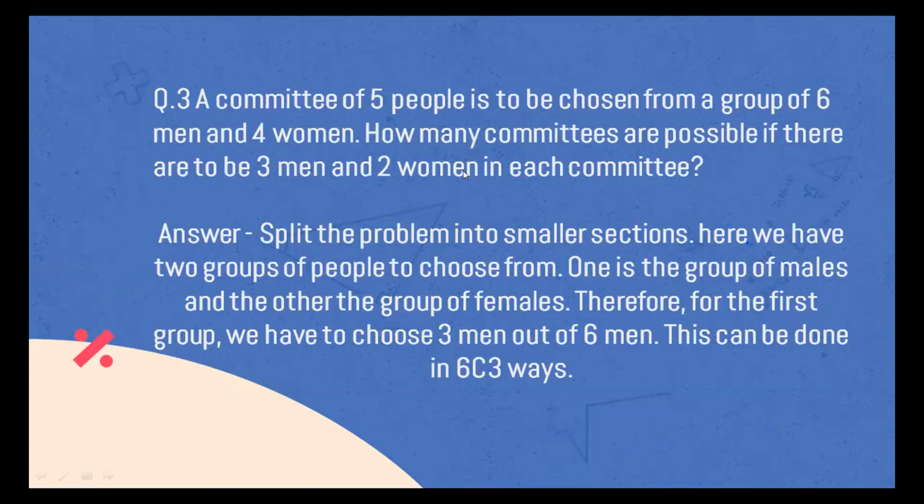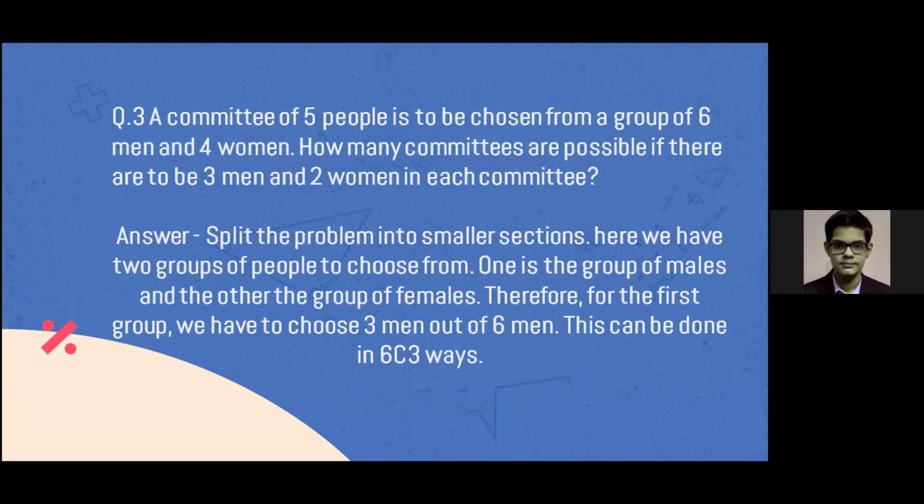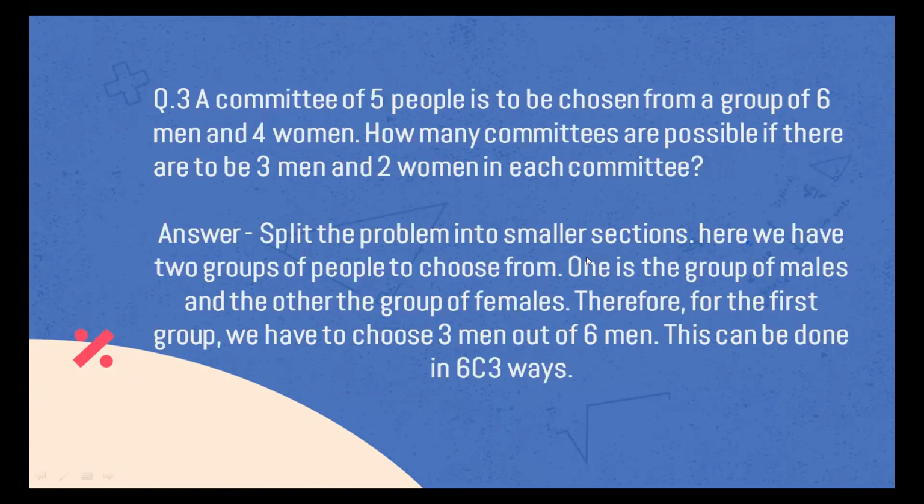Now we want to find a committee of 5 people from a group of 6 men and 4 women. How many committees are possible? These are really application-based questions. We are also given conditions that there are to be 3 men and 2 women in each committee, so we can split the problem into 2 steps. The first step would be to form a committee of 3 men from 6 men, and the second step would be to form a committee of 2 women from 4 women.